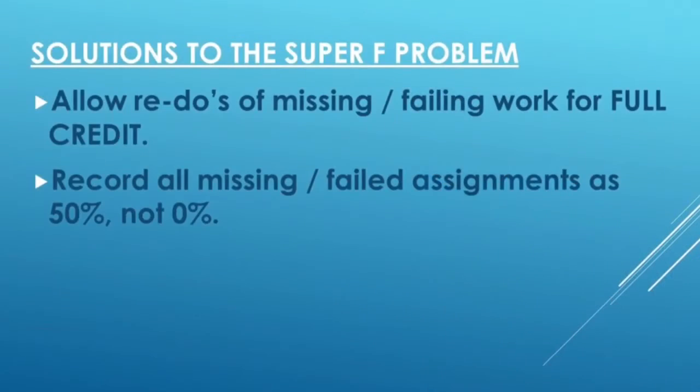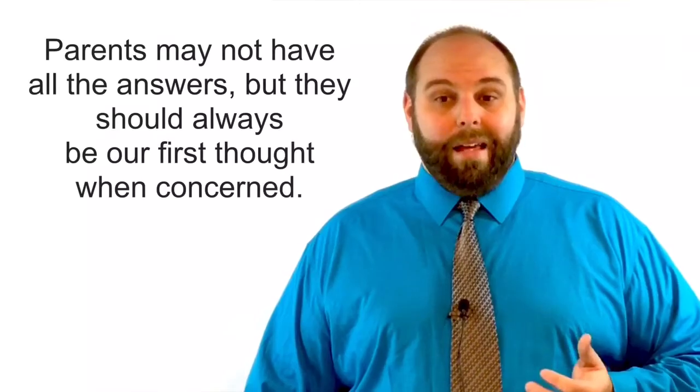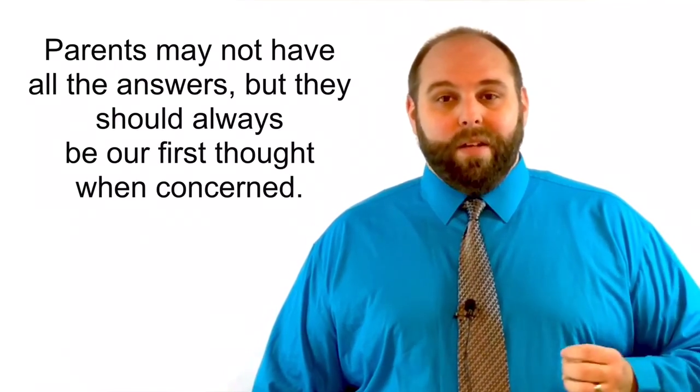So instead of just allowing redos for full credit, which we absolutely should do, and that's a separate video, I implore you, dear colleagues, to do whatever I and other teachers around the world are doing when forced to assign letter grades on the 100-point scale. Instead of entering a grade as 0 in the gradebook, set 50% as the floor of your gradebook and record all missing or failed assignments as that. Additionally, treat chronic missed assignments as what they are, a behavioral or a maturity problem that should be communicated with the appropriate people, i.e. parents, and have appropriate interventions and consequences.